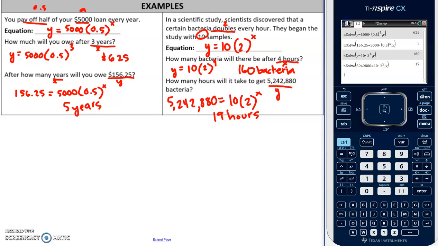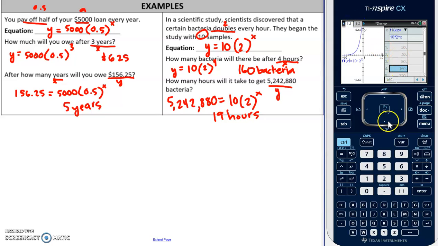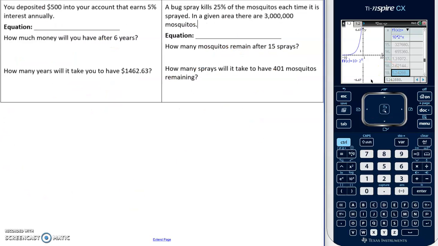And again, I could go and look for that number in my table. It might take me a little while, right? So I would keep looking, and there I go, I'm at 19. Woohoo! Okay, so that's how you do it. Let's look at 2 more. I'm just going to choose one of the ways this time.